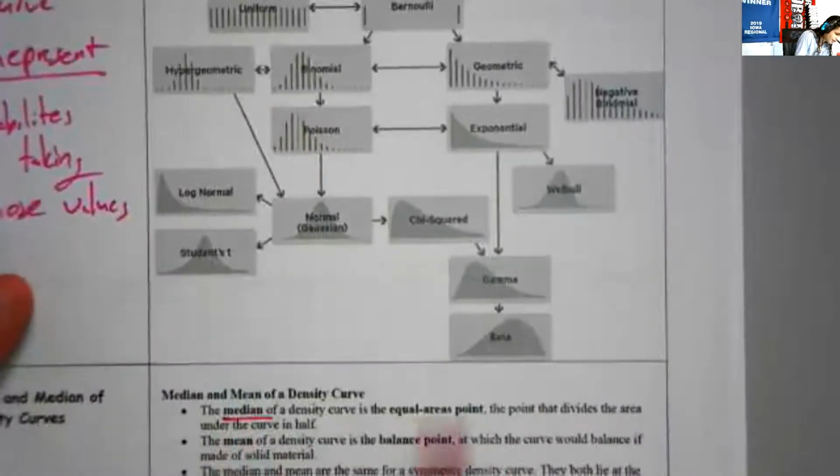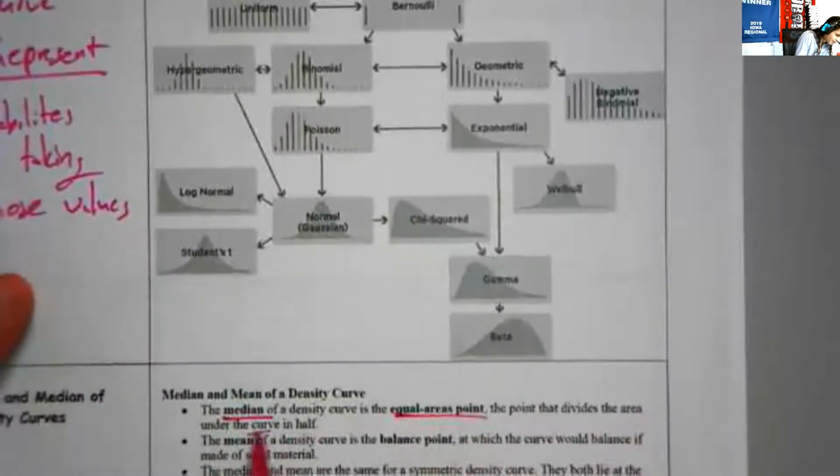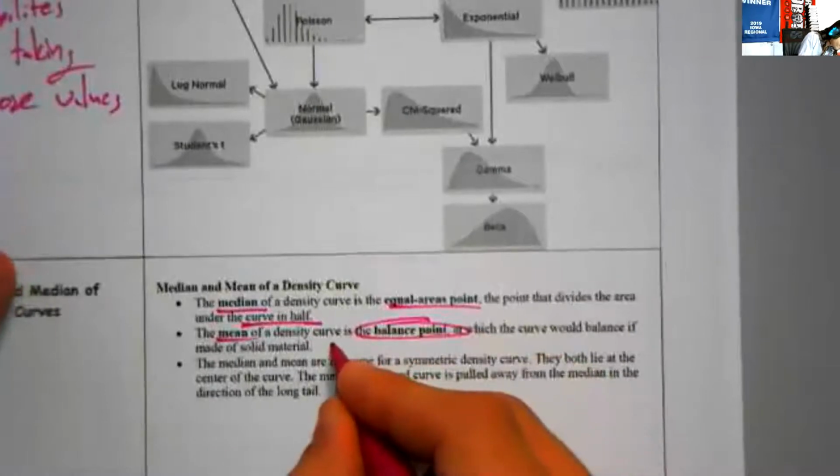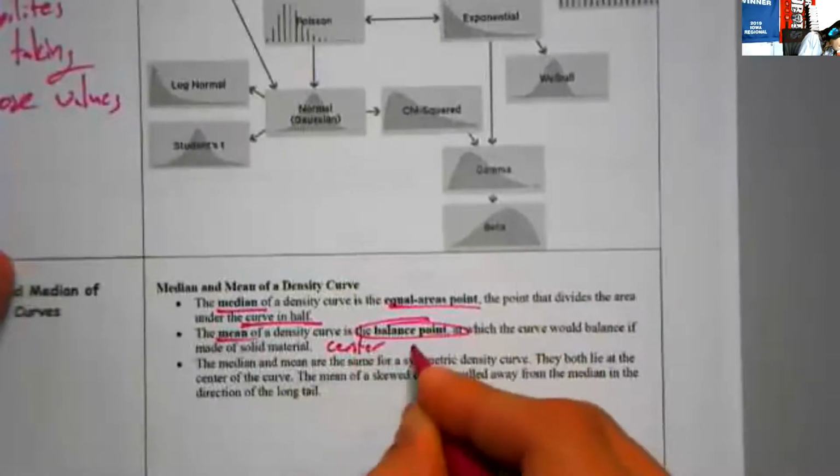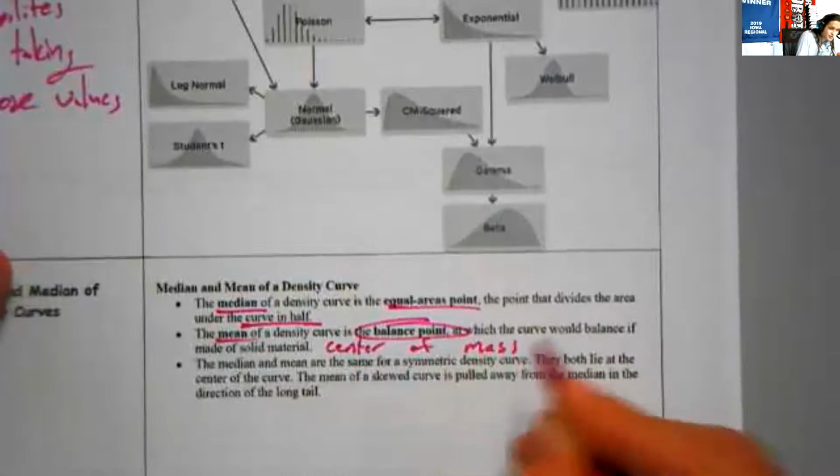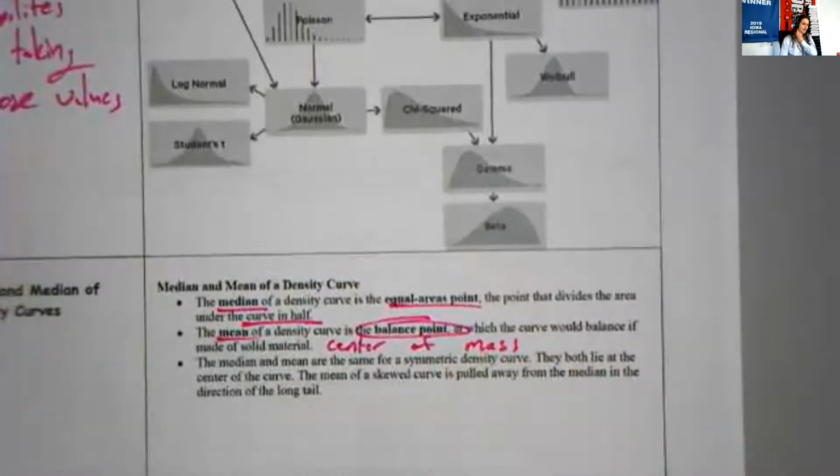Median of a density curve is the equal area point. It divides the curve in half. The mean can be thought of as the balance point. Mean is the center of mass. Folks who've taken physics, the mean can be thought of as the center of mass. Where would you put it to balance the sucker?